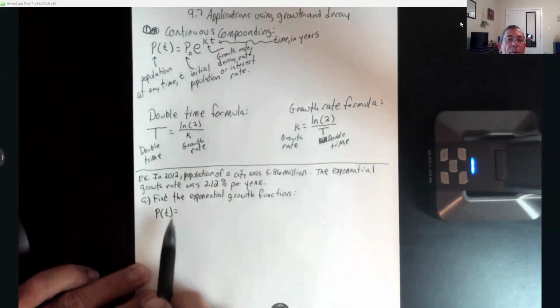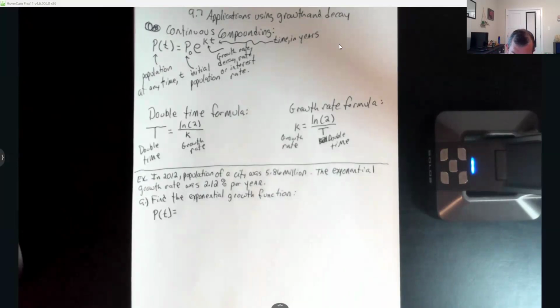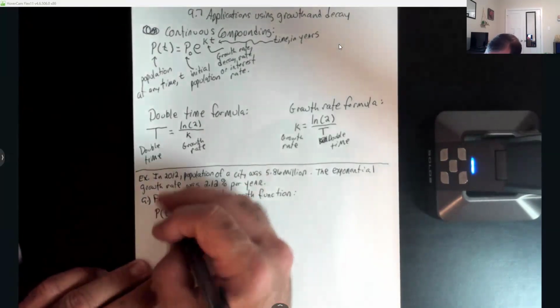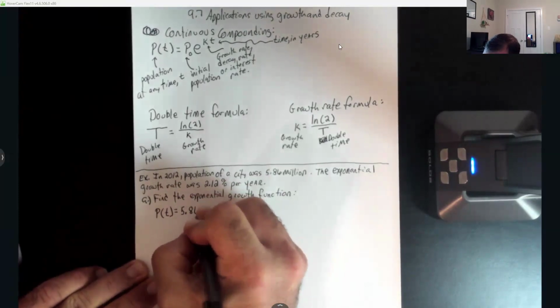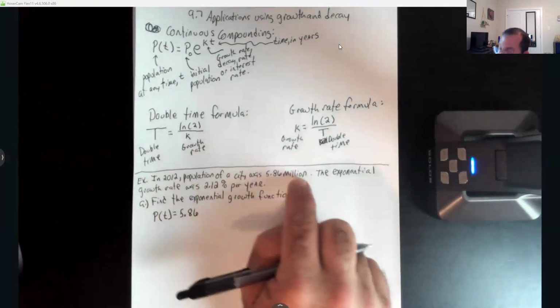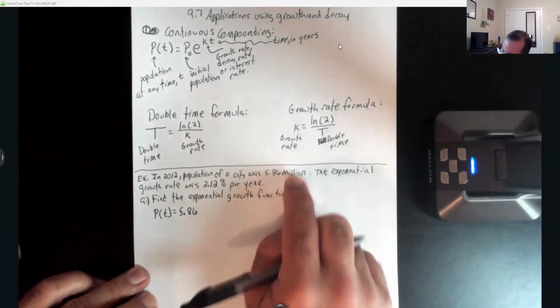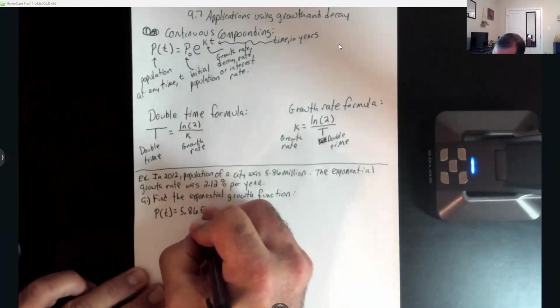That's going to equal our PO, which is our initial population or our original population. And our original population was 5.86 million. So we're just going to put in our 5.86. We will assume that any answer we get will be in the millions, okay? All right, y'all, next we got our E. So bring down the E, Euler's number.